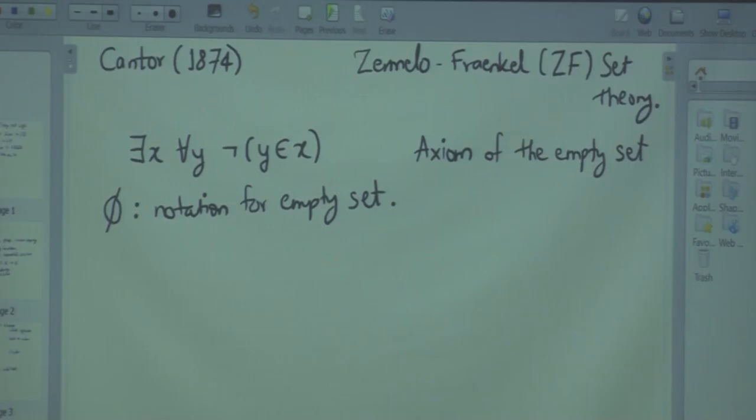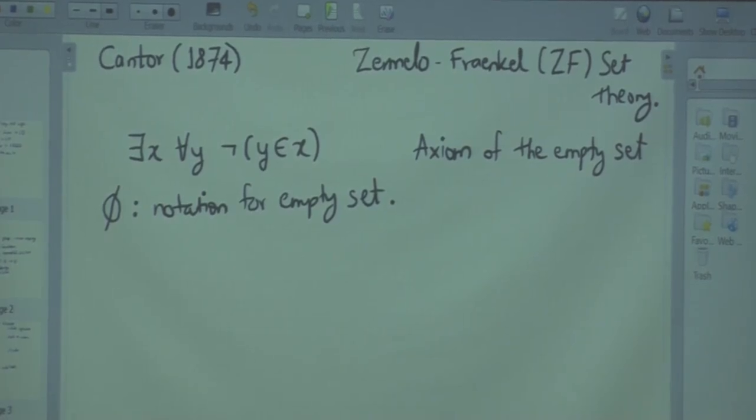Okay, so then there are some more axioms. I can write down a few more, but using those axioms you can construct new sets out of the existing ones. For example, there is something called the axiom of power set. From this you can construct the power set of the empty set. How many elements will it contain?